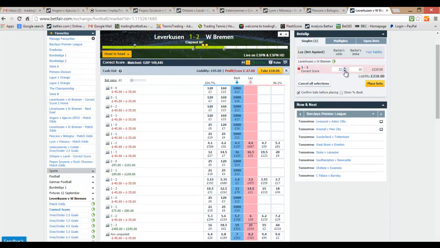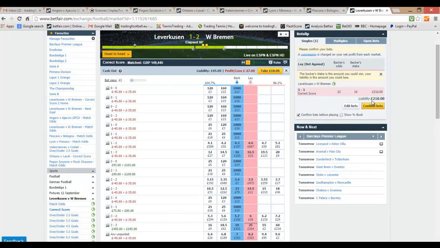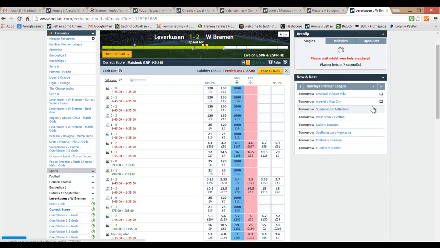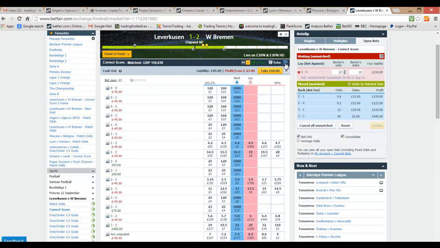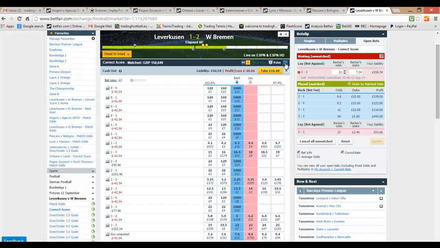So I backed it at 90.0 pre-match. I'm putting the lay here at 22s for £10, waiting to be matched, 22s. So that'll bring the green on the 3-3 down to about £200. Of course, it will also reduce red on the other score lines there, the 1-2 in particular, and the 2-2. Still got sort of £4 left to be matched.